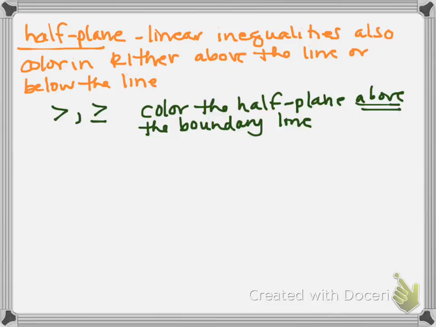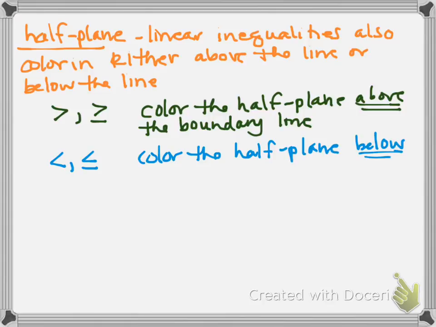So if we go the other direction now, less than or equal to, we're going to color the half plane below the boundary line. Okay. Now again, coloring is kind of hard to get rid of, so we want to make sure that we're coloring appropriately. I'm only going to share one of the two lines of thought in our notes, but I'll talk about both of them.